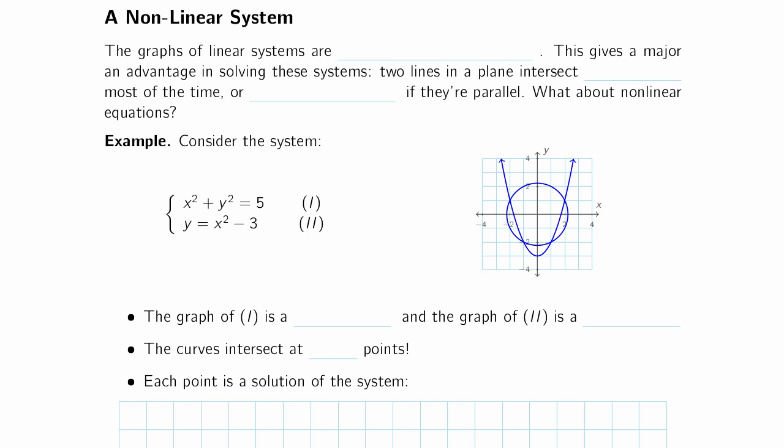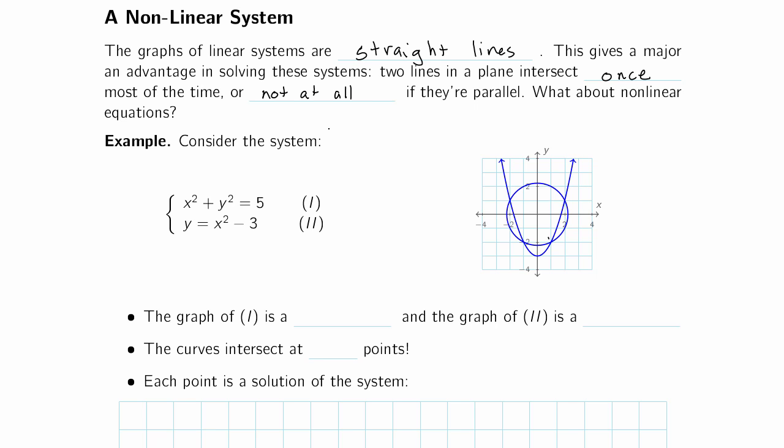So far, we've only discussed systems of linear equations, because linear equations have a big advantage. That advantage is that their graphs are straight lines. The reason that gives us a big advantage is that when two straight lines intersect, they only intersect once. Or occasionally we have parallel lines, in which case they don't intersect at all.